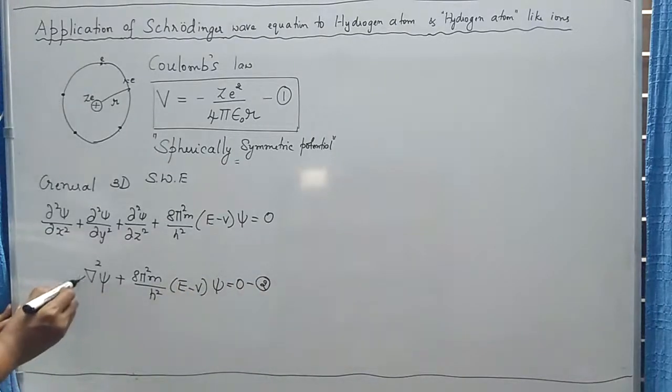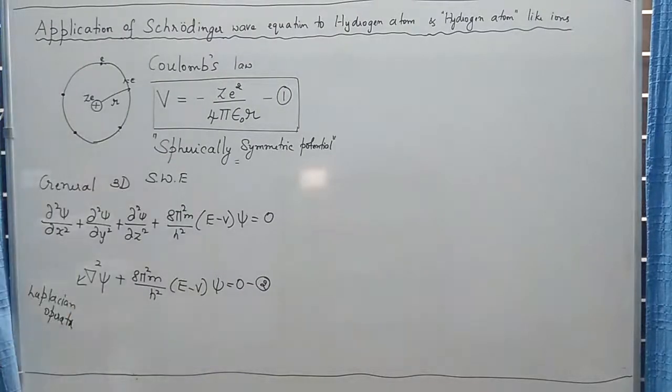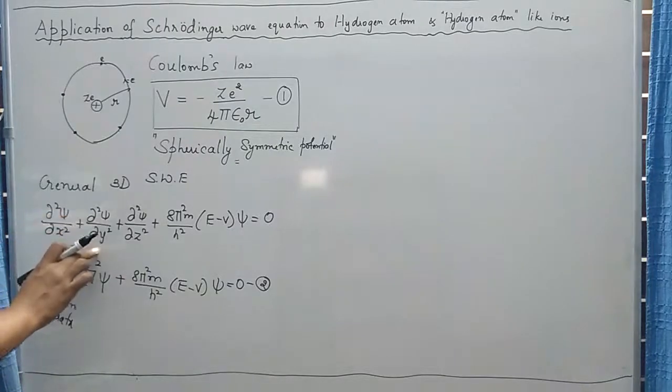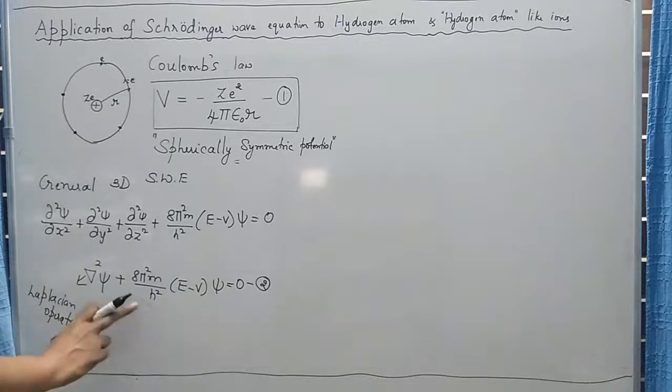What is del square? Del square is nothing but the Laplacian operator. Okay, we have studied all this at the beginning. So del square here is nothing but dou square by dou x square plus dou square by dou y square plus dou square by dou z square, which is the Laplacian operator. So you can use either this form of the Schrodinger wave equation or this form of the Schrodinger wave equation. I will be using this form.